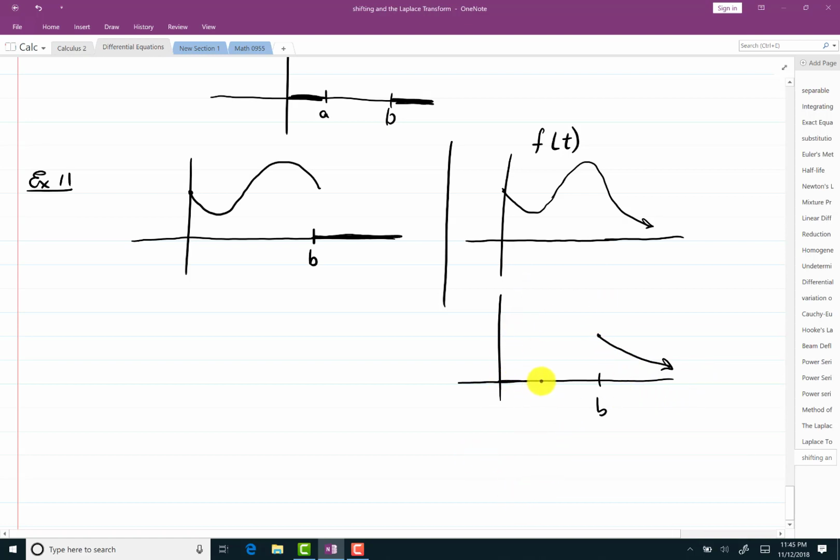So in this part right here, let's go ahead and solid it so I know. This function here then is f of t times u of t minus b, because that only lets f start after b. And so if I want this and this to give me this, I need to take this graph and subtract this graph from it. So this one will be f of t minus f of t times u of t minus b.